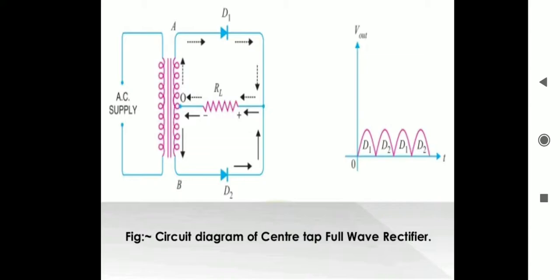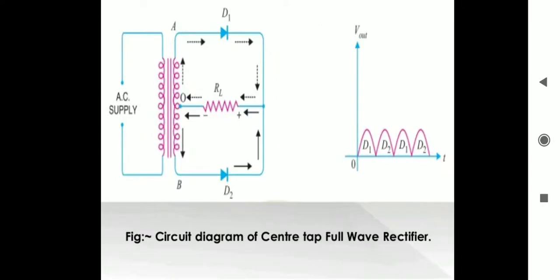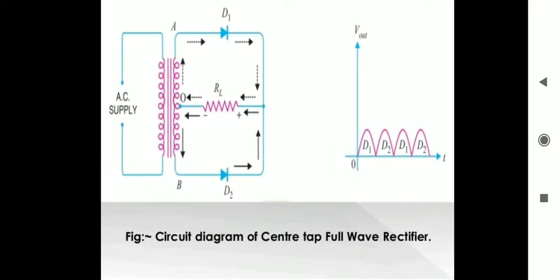When diode D1 is conducting, the current I flows through diode D1 and the load resistor RL. As shown in the figure, the current flows in the direction through the load resistance RL and the upper half of the secondary winding, as shown in the circuit diagram marked by these arrow symbols.